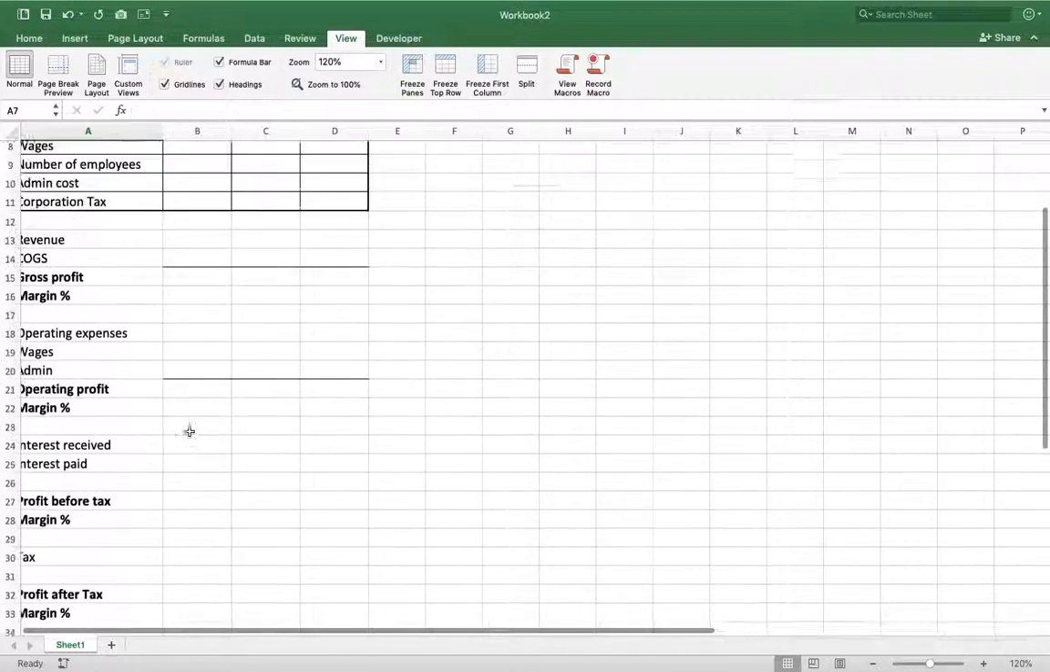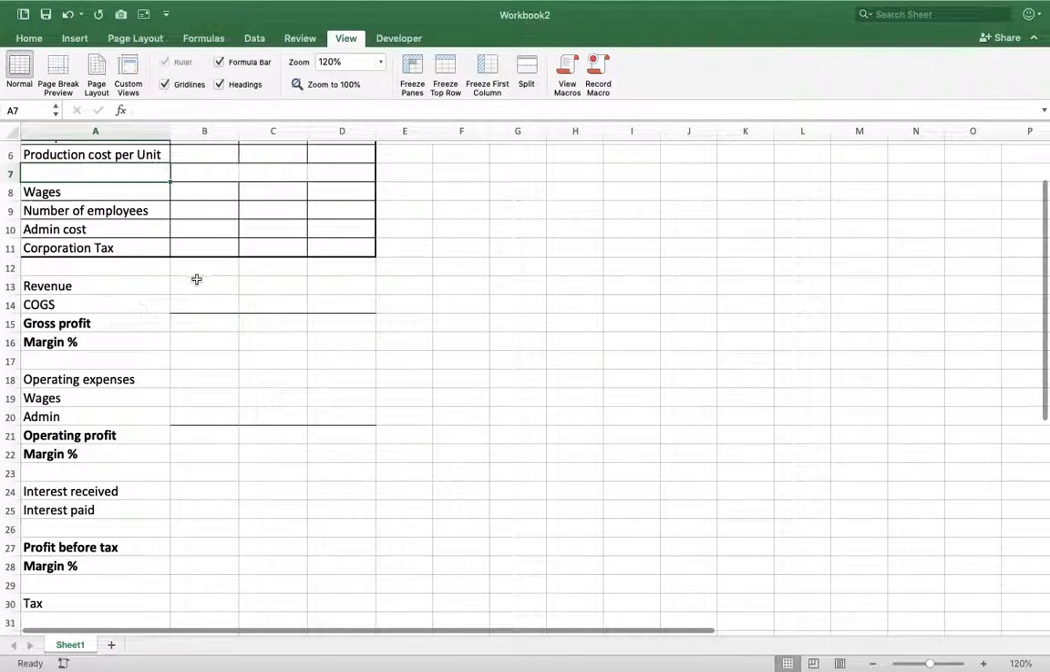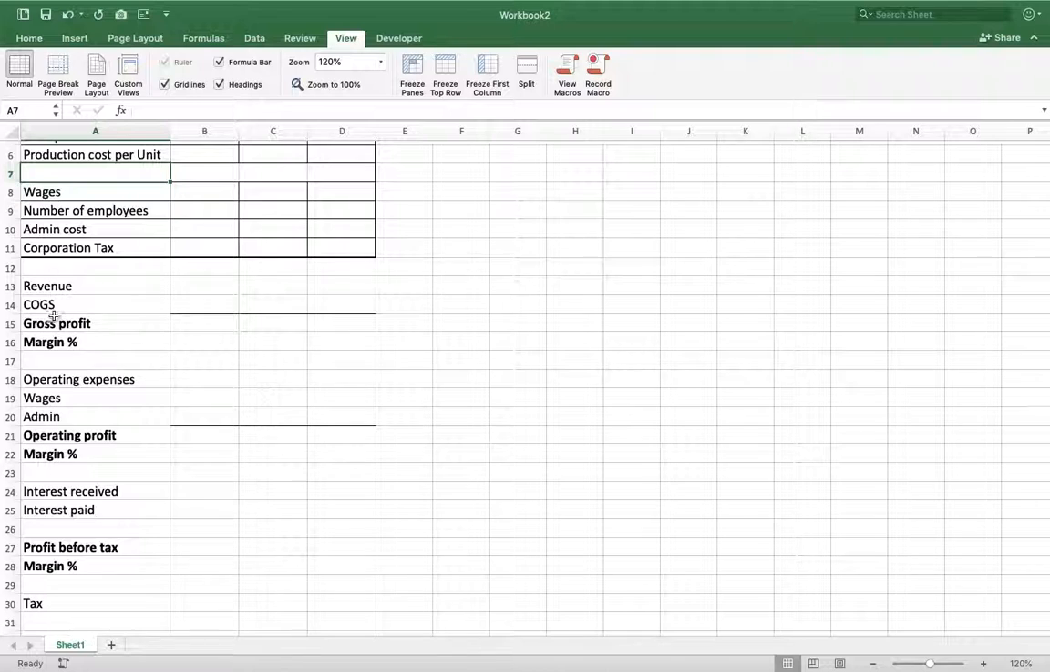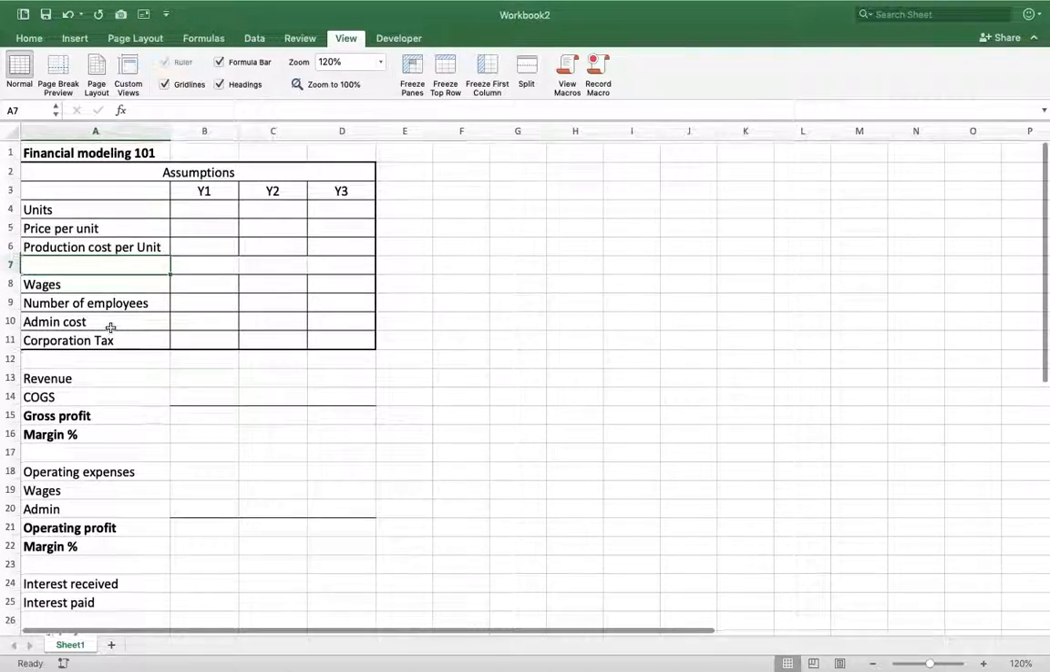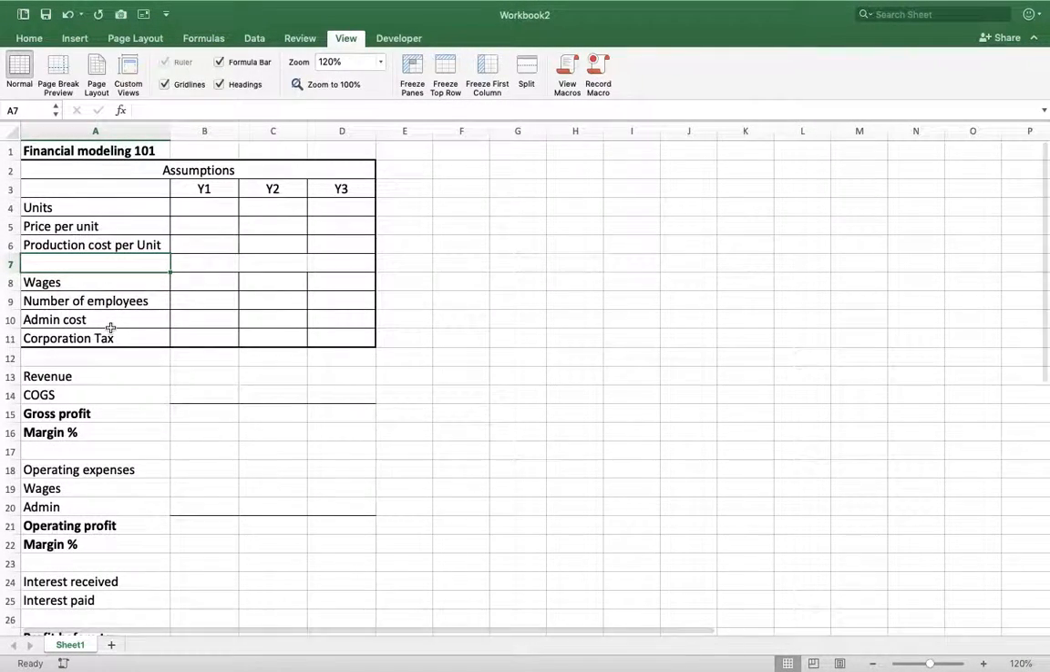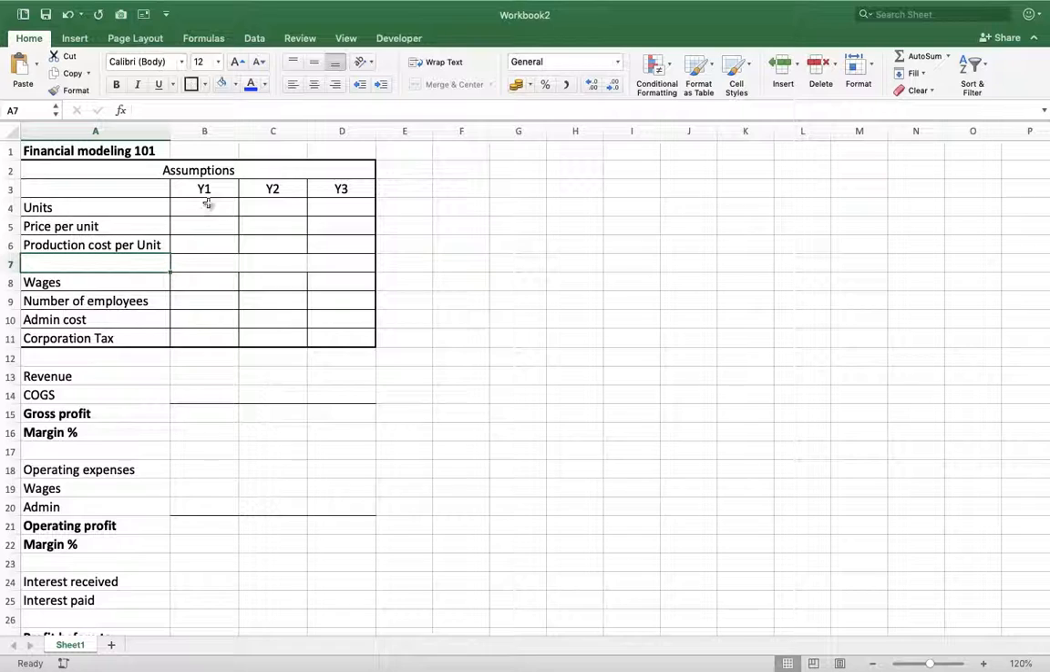And here we've got our table, our income statement. We've got revenue, cost of goods sold, gross profit, and so on. So what we're gonna do is to fill out the assumptions and do the calculation as we go forward, so you can see how it goes.